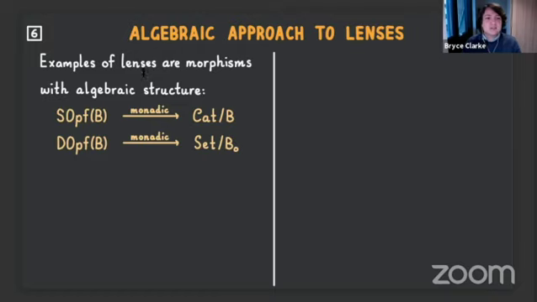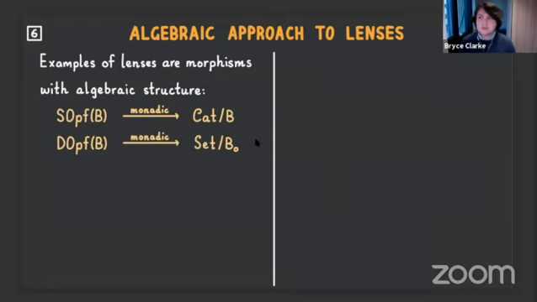Again, we can see that examples of lenses can be seen as morphisms with additional algebraic structure. What I mean by that is that, for instance, the category of split opfibrations over B is monadic on this slice category of Cat. And likewise, discrete opfibrations are monadic on this slice category of Set. Each of these are morphisms with additional structure.